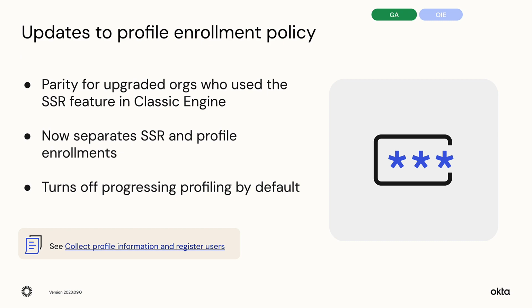Updates to Profile Enrollment Policy. This feature delivers parity for upgraded orgs who used the self-service registration feature in Classic Engine. Previously, in Identity Engine, SSR was combined with Profile Enrollment. Users were unable to sign in after the upgrade if their org used read-only or hidden attributes for SSR in Classic Engine. Identity Engine now separates SSR and Profile Enrollment and turns off progressive profiling by default. This ensures that no admins are locked out and users can sign into their orgs even if they have special attributes.